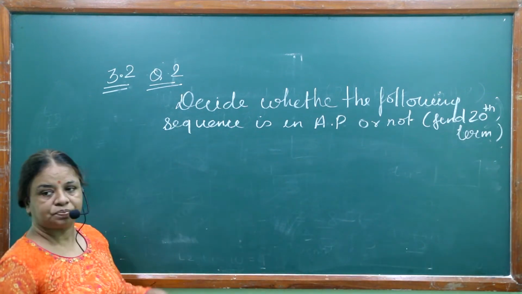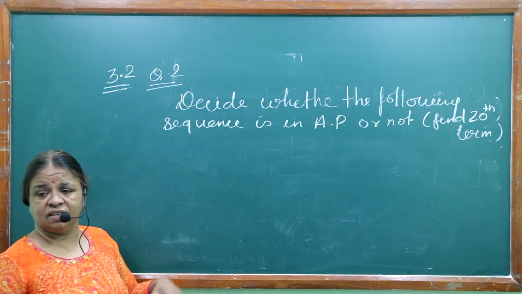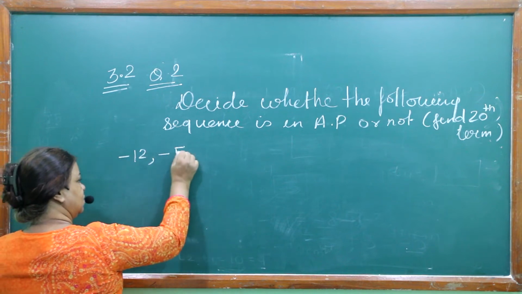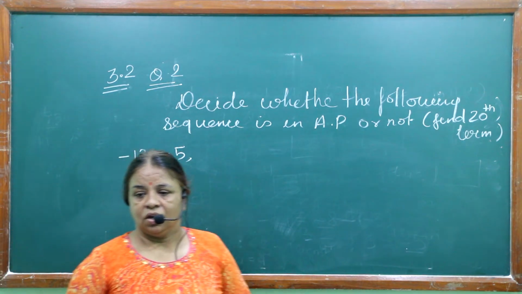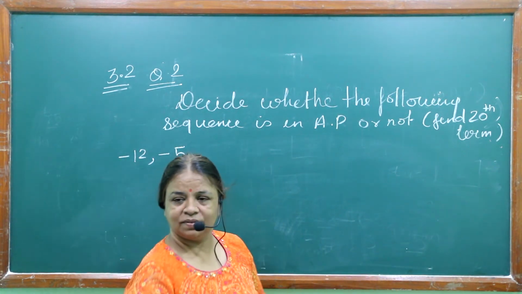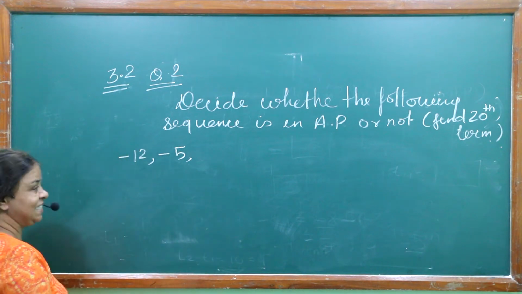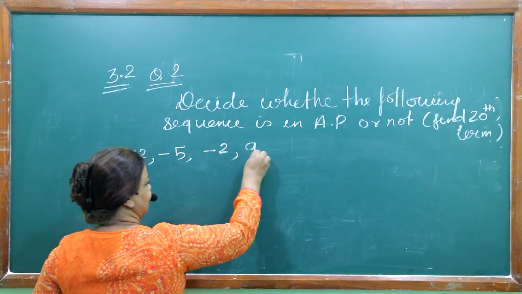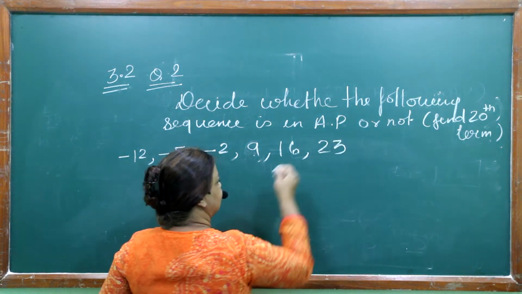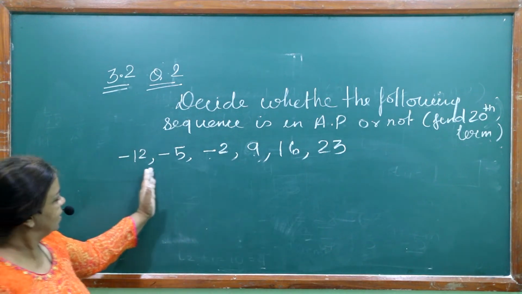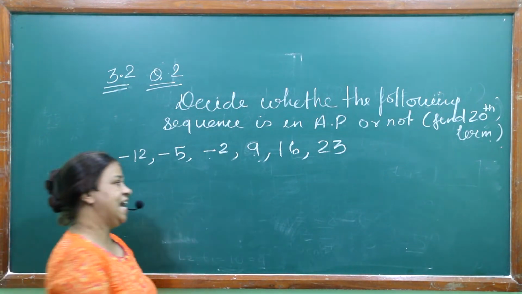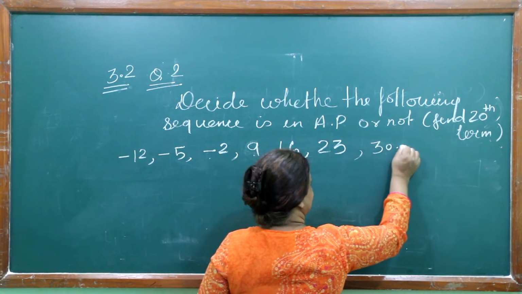So children, the sequence is minus 12, minus 5, minus 2, 9, 16, 23. See, it's keeping on. Okay, let us see whether it is in AP or not. And the next term is 30.